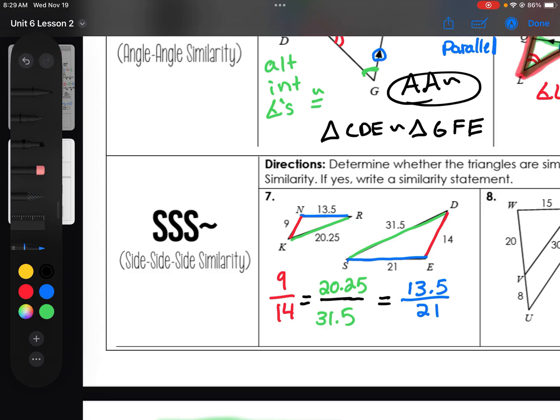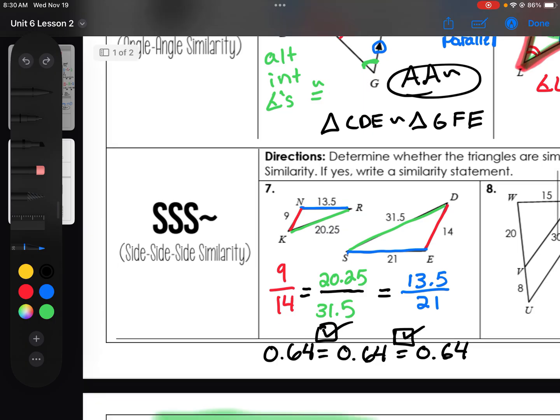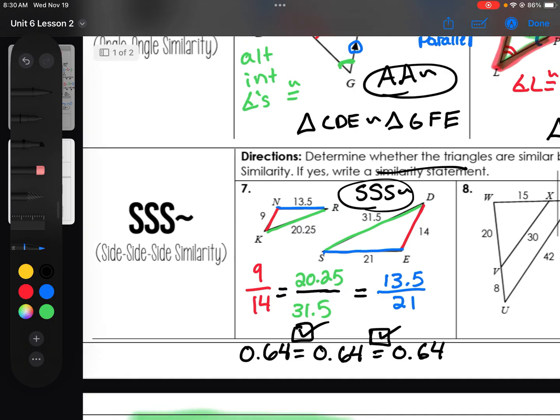We're going to type all these values in the calculator quickly here, and we're going to see if we get an answer that's equal. So when I type this one in, it's 0.64. This one is also 0.64, and this one is also 0.64. Because the relationships are equal to each other, we know the two triangles are similar by side similarity, okay? So this one does work. I'm going to skip the writing of the similarity statement just because I don't have a lot of room.